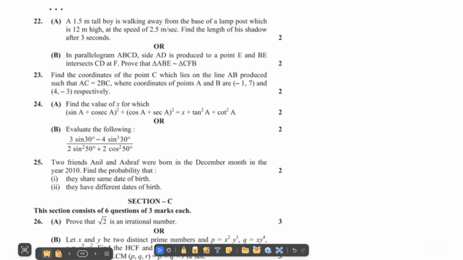Now 22nd B question is, in parallelogram ABCD, side AD is produced to point E and BE intersects CD at F. Prove that triangle ABE is similar to triangle CFB. So let's prove it.